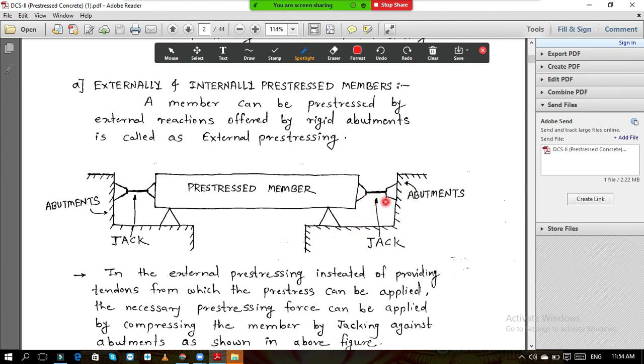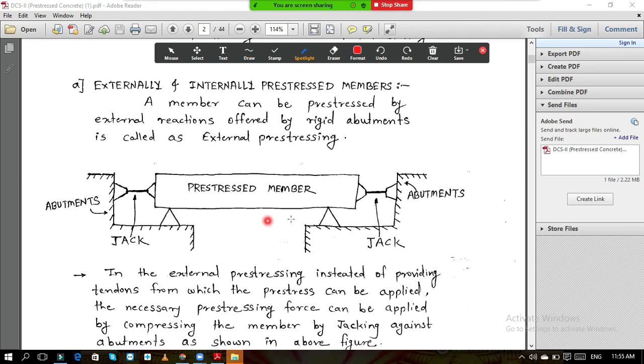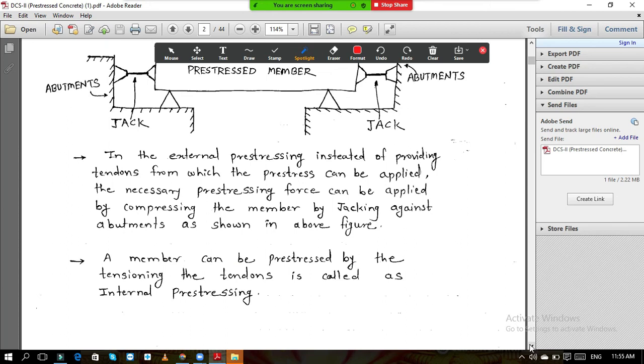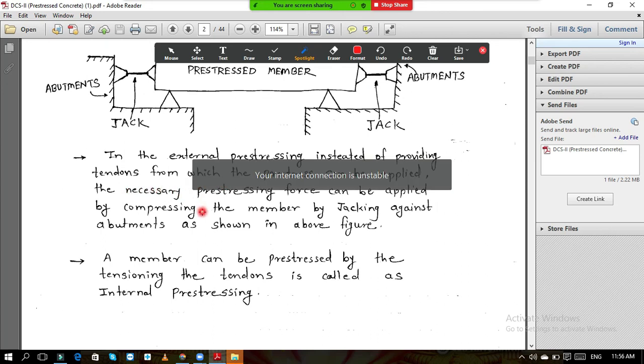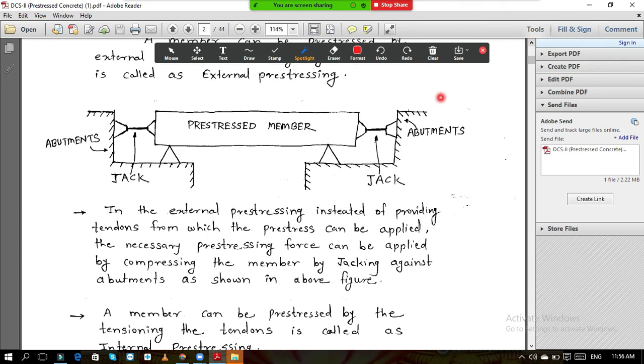So externally we are applying the prestressing force. This is called a prestressed member. You can see this over here. This is the external prestressing. So externally, prestress is applied on this prestressed member with the help of the jack assembly. This is called external prestressing. In external prestressing, instead of providing tendons through which prestress can be applied, the necessary prestressing force can be applied by compressing the member by jack against the abutment as shown in the above figure. So directly we apply the prestressing force on the member. This is called external prestressing.